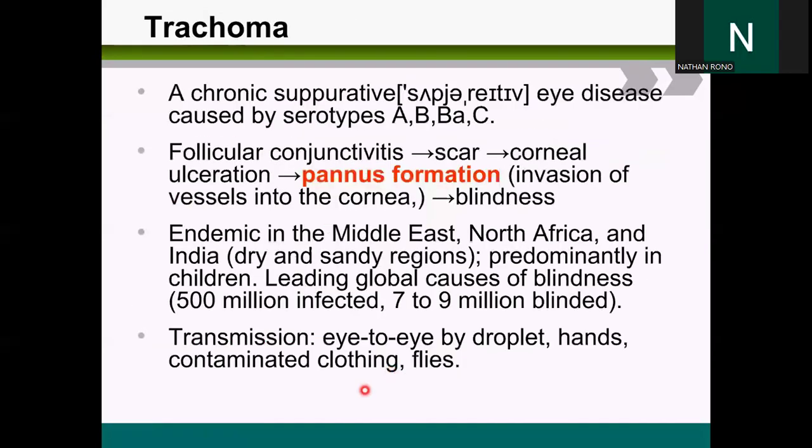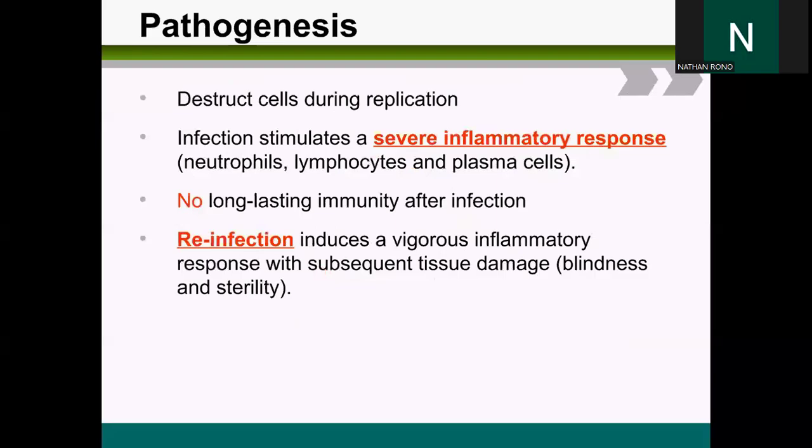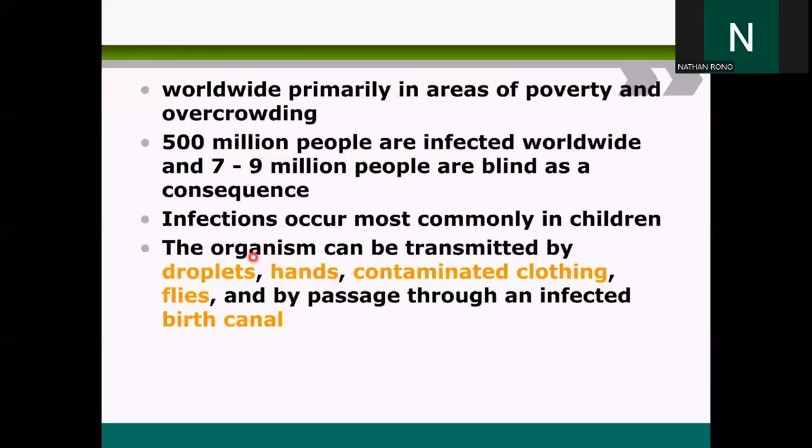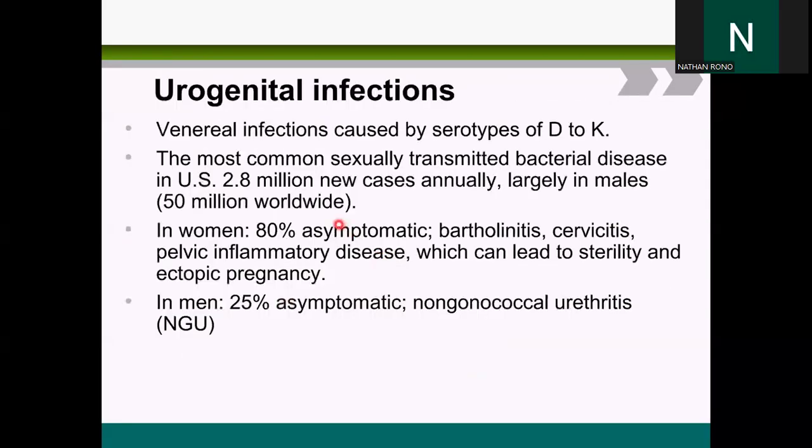Okay. Now, let's see. For the trachoma, maybe sorry to mention, worldwide, primarily in areas of poverty and overcrowding, 500 million people are infected worldwide. 7 to 9 million are blind as a consequence. Infection occurs mostly in children. The organism can be transmitted by droplets, hands, contaminated clothing, flies, and passage through an infected birth canal. That is for the trachoma, as I had mentioned.